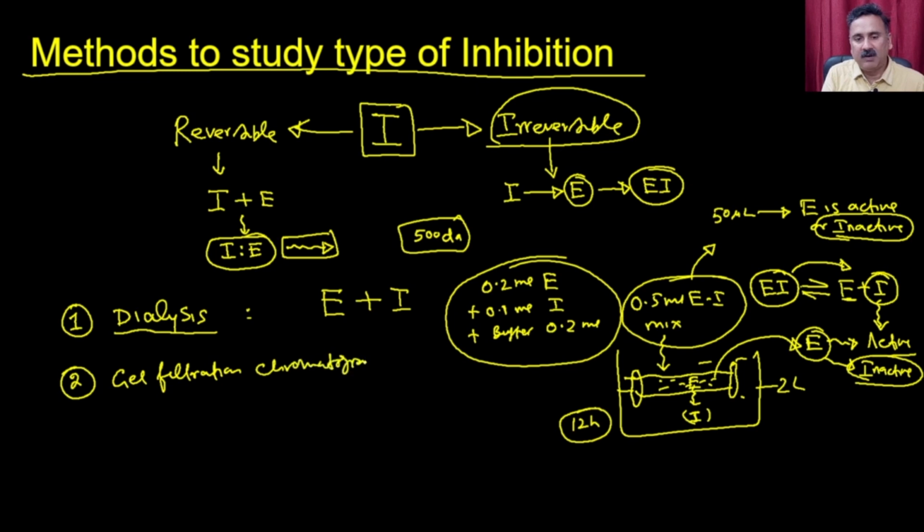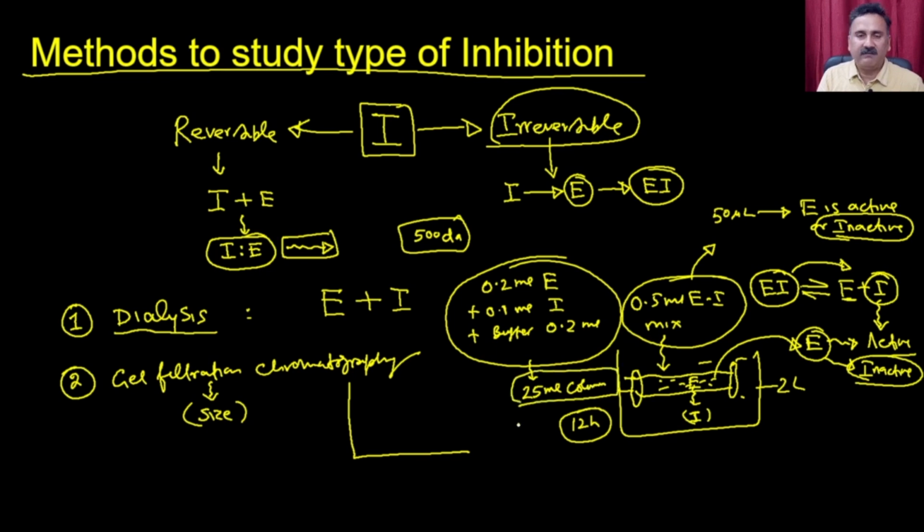And I'm sure you still remember when we were talking about gel filtration chromatography, that it is actually going to resolve the molecules based on size. So what will happen is that you again make a mixture of 0.5 ml, and then you load this mixture onto a gel filtration chromatography. So on the gel filtration, this 0.5 ml is going to be loaded onto a 25 ml column.